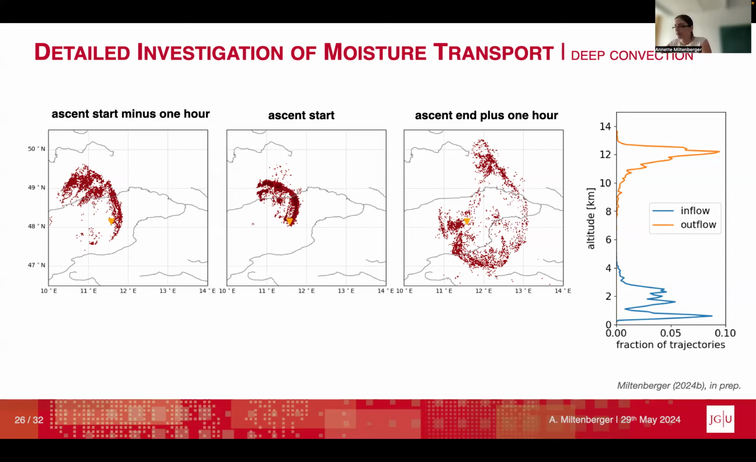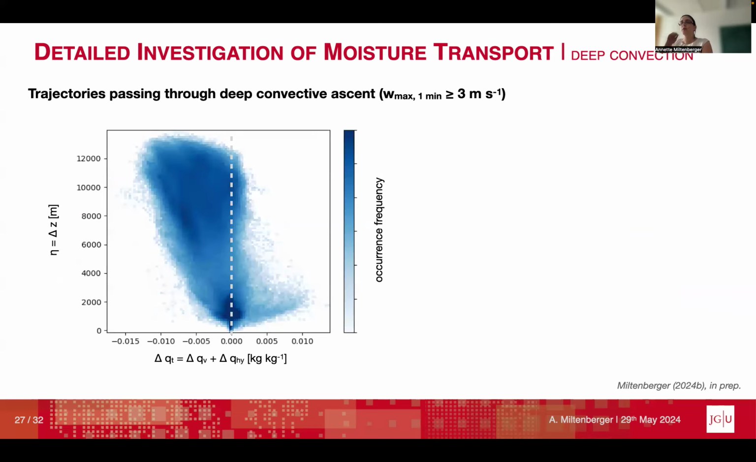I should maybe say 1 or 2 words on how we selected those trajectories. We selected trajectories that did rise within the storm mask that was determined by tobac based on column maximum vertical velocity. And then we only retained trajectories that had a sustained vertical velocity of more than 3 meters per second for 1 minute. So these are really the ones that go up through the deep convective core. And I think this is mimicked here by this altitude distribution.